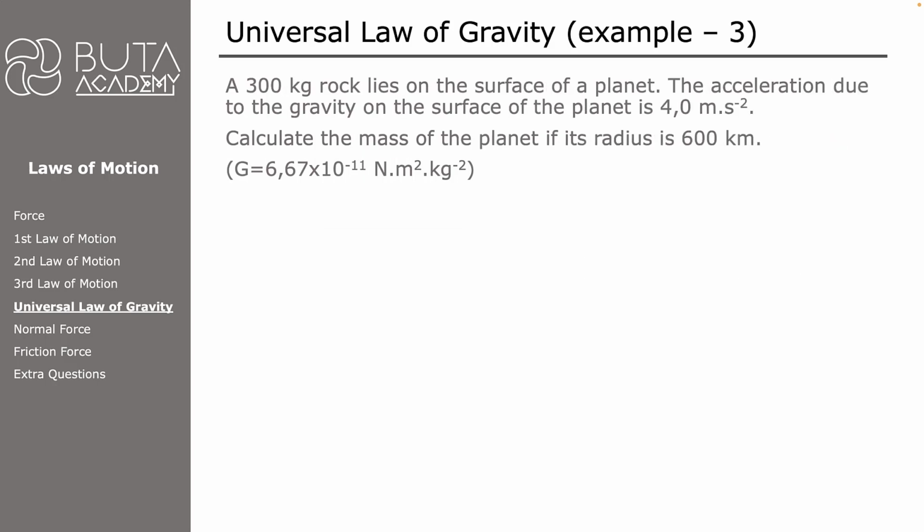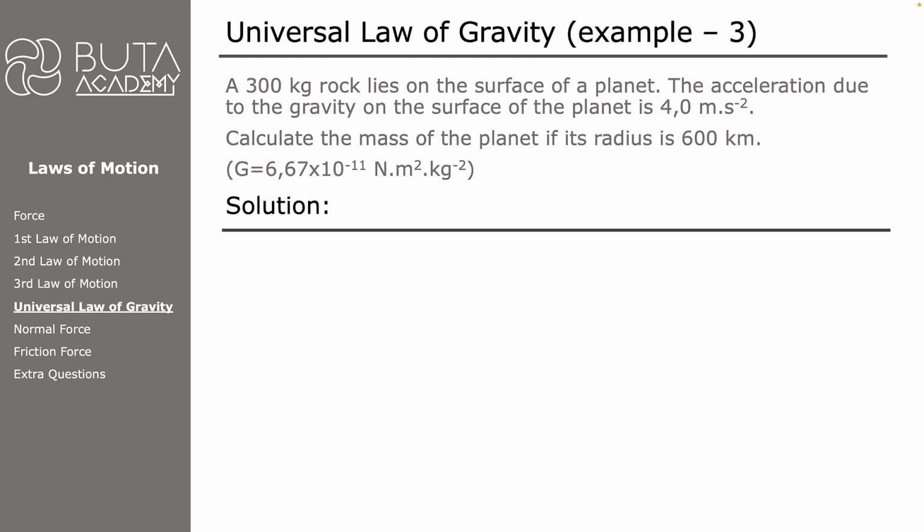In the last example of this video, we are going to calculate the mass for a hypothetical planet with gravitational acceleration of 4 meters per second square. We start the solution by typing the formula for gravitational acceleration, as its value is already given in the question. Value of gravitational acceleration is 4 meters per second square.